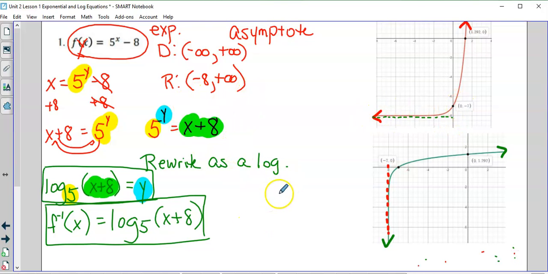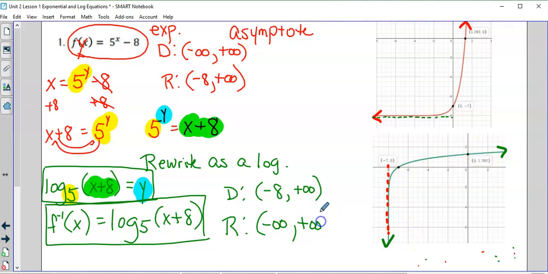I don't really care that you know all that. I just need you to know that what I'm going to do down here when I do domain and range is I'm just going to switch these. The range of the red one is the domain of the green one. So just switch them. And then the range of the green one is the domain of the red one. So that's negative infinity. And we could go through and look at this graph and talk about that, but all you need to know is you switch them.